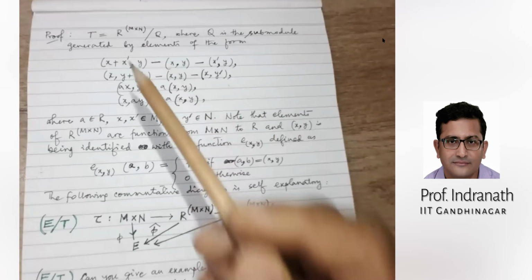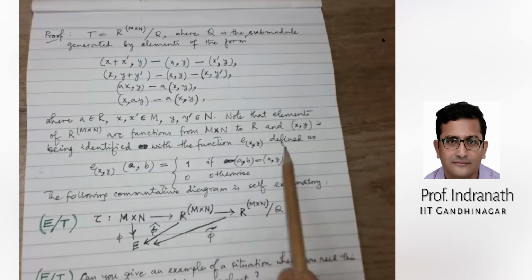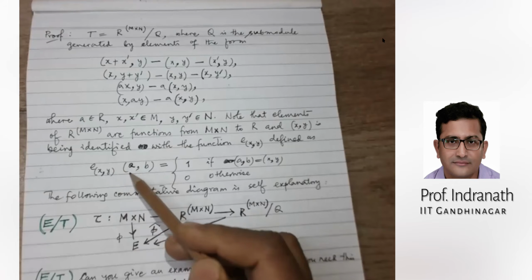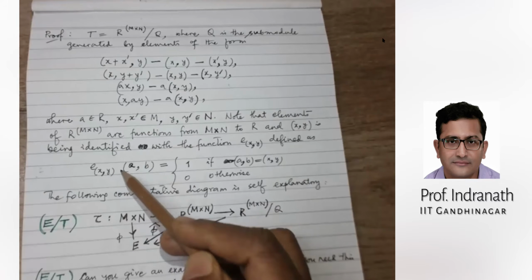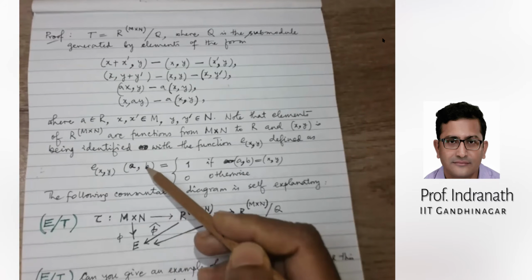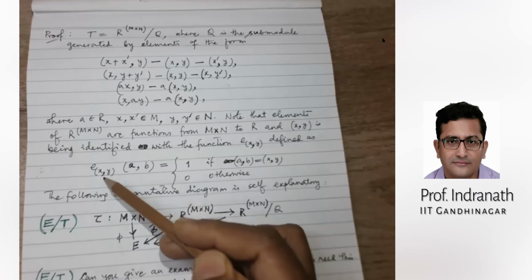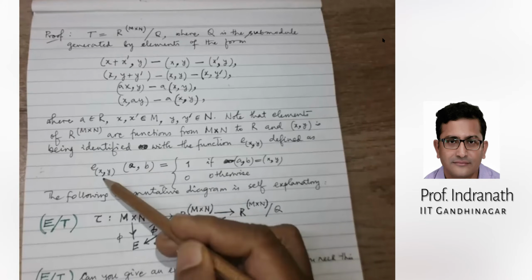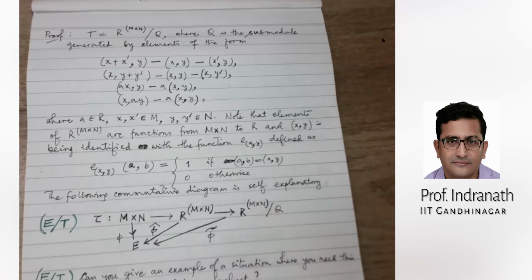And then you look at these special maps from M cross N to R. If A is in M and B is in N, then for a fixed choice of X comma Y, you can define this map as: if this X comma Y is AB, then it is 1, and 0 otherwise. You can understand it is like those canonical basis vectors, right? So this is a good way of saying that this is in fact your canonical basis for this free module, R raised to the bracket M cross N.